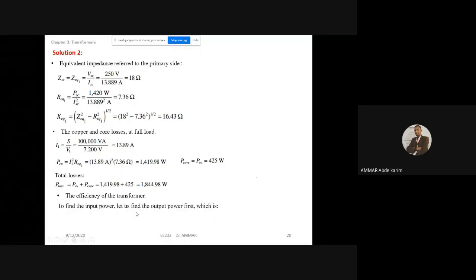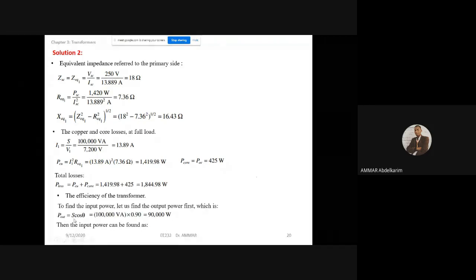To find the input power, let us find the output power first. We have the sum of losses. Let's find now the output power. Since we have the apparent power, it's the same in the primary or the secondary. We don't say that this apparent power is of the primary or of the secondary. The apparent power is conserved.